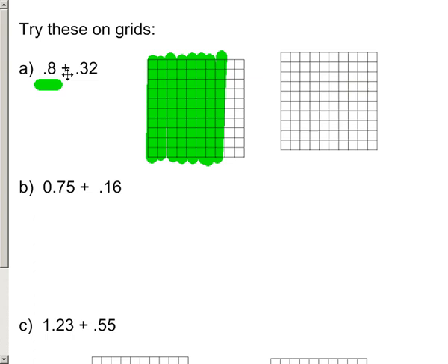for a second. Now we need to add to it 32 hundredths. So I'm going to pick a different color. I'm going to start with my tenths. And I'm going to do 1, 2, 3 tenths. Now let's add those 2 hundredths.